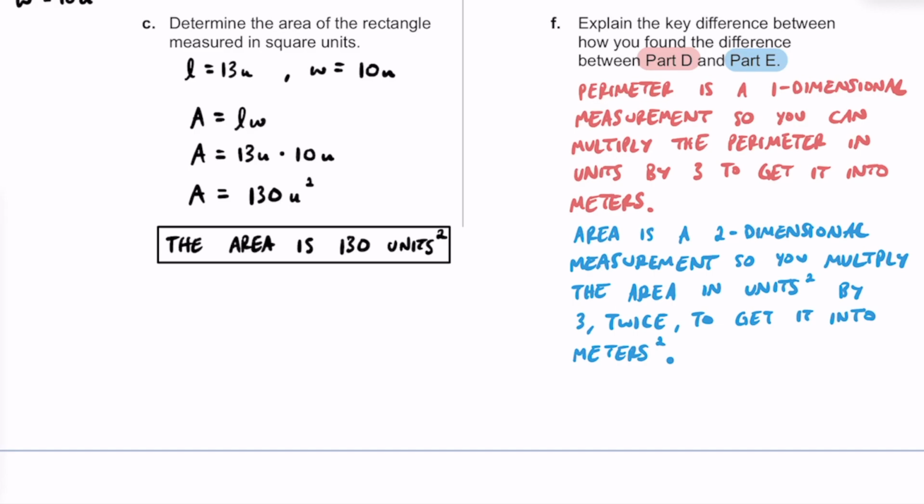That's the key difference between getting our answer from part B to part D and then getting our answer from part C to part E. The shortcut from getting our answer in part B to part D is just taking our perimeter and multiplying it by 3 because it's one-dimensional, and the shortcut from getting from part C to part E is taking our area and multiplying it by 3 2 times, or multiplying it by 9, just because area is a two-dimensional measurement.